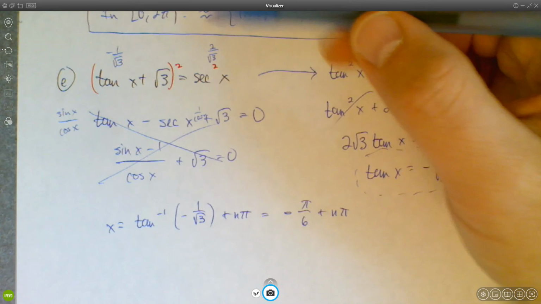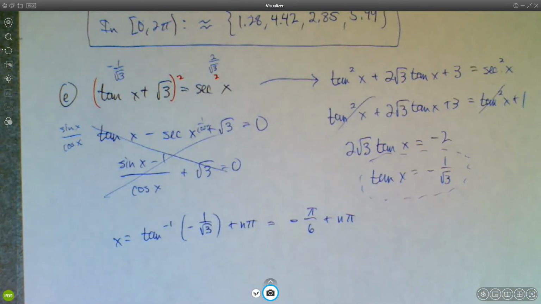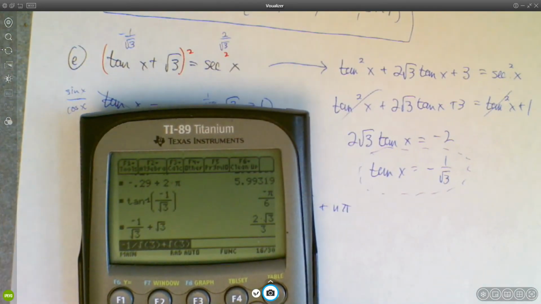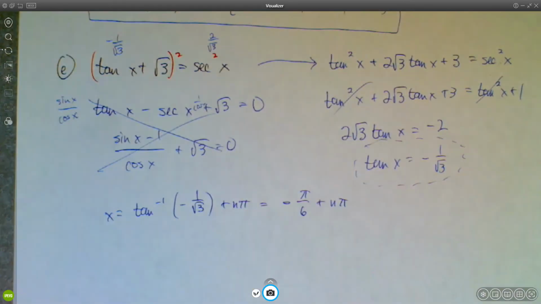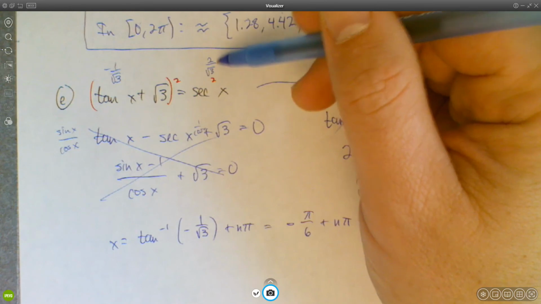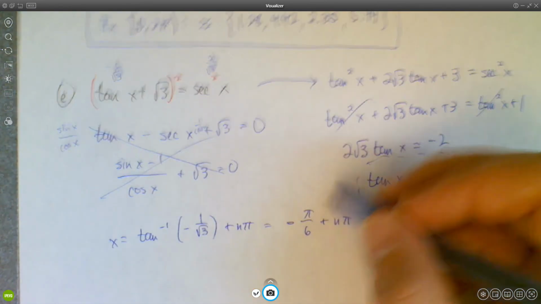Okay, so is it the case that negative 1 over root 3 plus root 3 equals, okay, so it equals 2 root 3 over 3. Is that the same as 2 over root 3? Yes, if you rationalize this, you multiply by root 3 over root 3, you get 2 root 3 over 3. So yeah, this checks out.